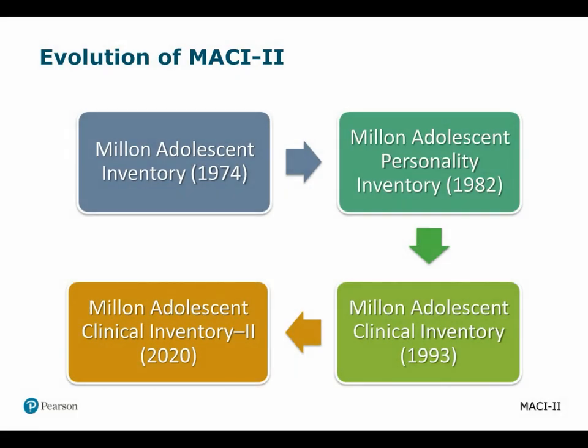The MACI-II has evolved from its predecessors, the Millon Adolescent Inventory, developed in 1974 and forerunner to the Millon Adolescent Personality Inventory, published in 1982, and the Millon Adolescent Clinical Inventory, published in 1993. The first edition of the MACI was updated in 2006 to include the Grossman Facet Scales, and that evolution continues with the MACI-II in a number of significant ways.